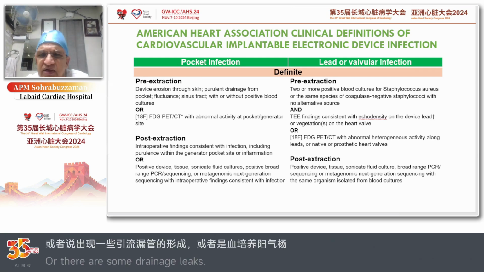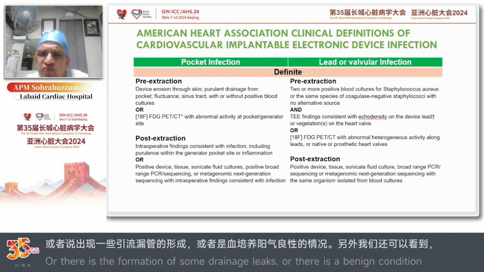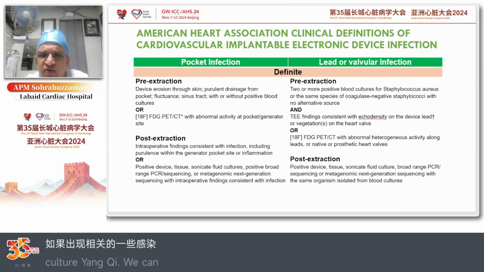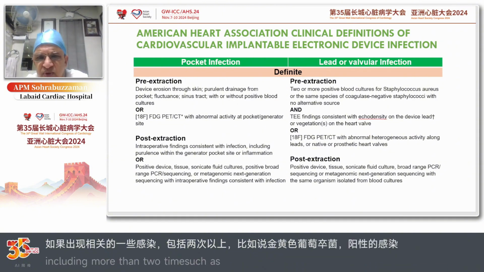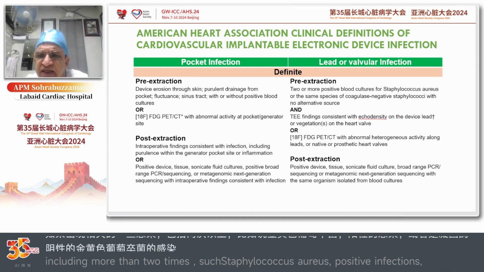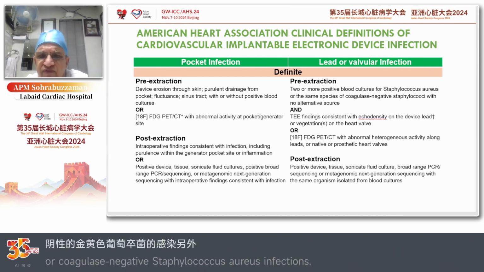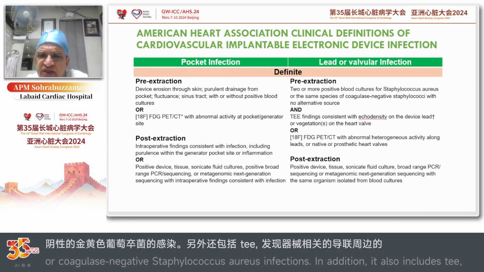In valvular infection, pre-extraction includes two or more positive cultures for Staphylococcus aureus or the same species of coagulase-negative staphylococci with no alternative source, and TEE findings consistent with echo density on the device lead or vegetations of the heart valve, or FDG PET CT with abnormal heterogeneous activity along leads or native or prosthetic heart valves.